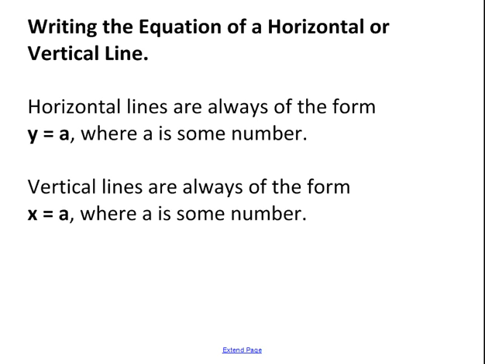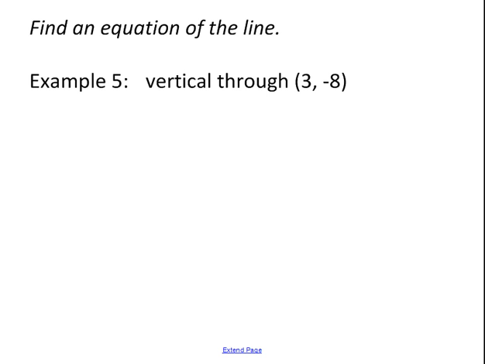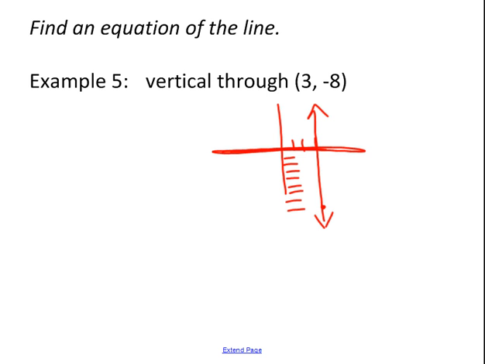All right, writing equations of horizontal and vertical lines. Remember, horizontal lines look like y equals a number. Vertical lines, x equals a number. So if I want a vertical line that goes through the point (3, -8), vertical line right here. Remember, this is the x-axis, so x equals is opposite. x equals is perpendicular, so this is going to be an x equals, vertical line x equals.